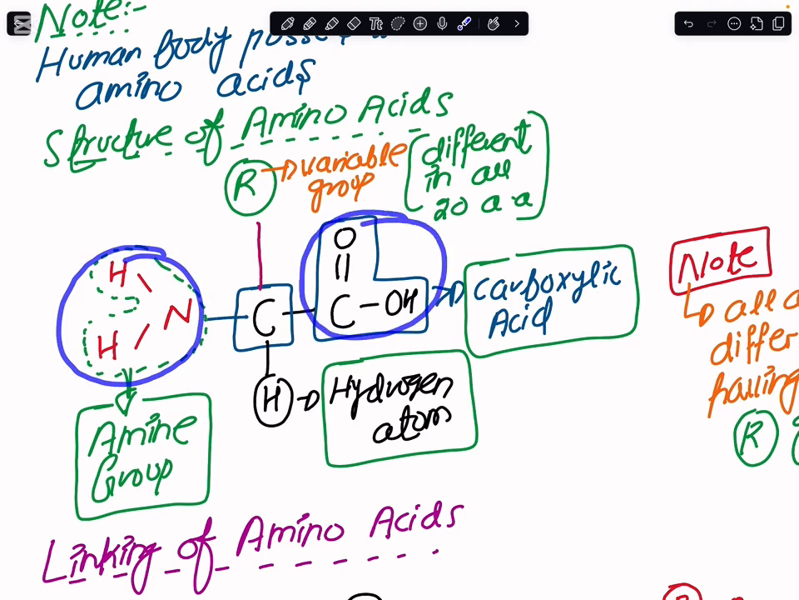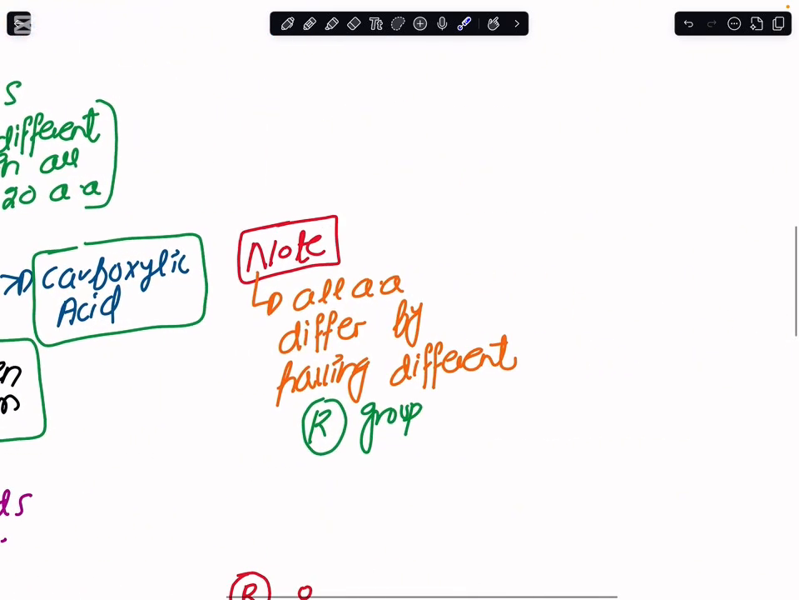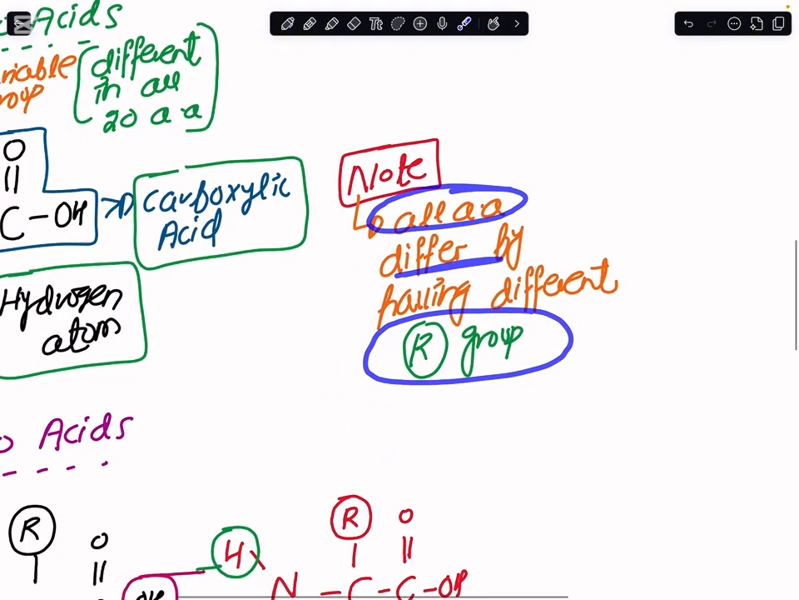So this carboxylic group, this hydrogen atom, this carbon atom, and this amine group are common in all of the 20 amino acids. Each of the 20 amino acids has a different group in it, and that different group is termed the variable group. This makes every amino acid different from one another. So you must note down that all the amino acids in our body have a different variable or R group.